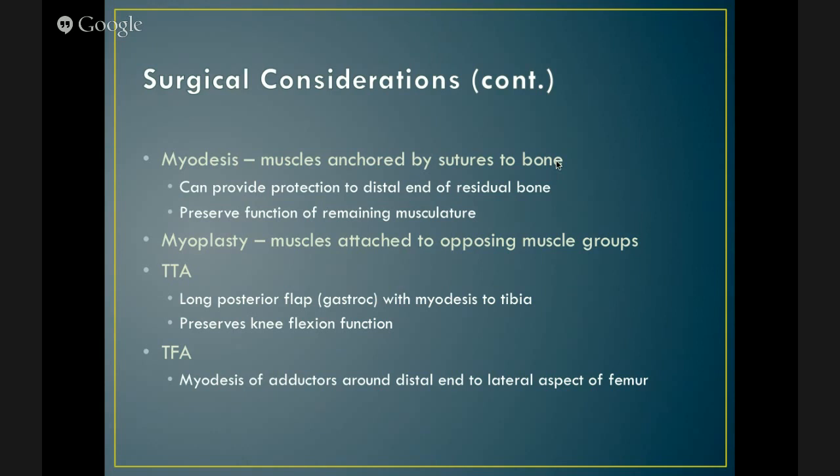In a transfemoral amputation, the myodesis happens primarily at the adductors. The higher up you go, the more adductor insertions you lose. You want to preserve as much of that as possible by maintaining as much length as you can, but also by doing the myodesis of the adductors that you do have to the femur.